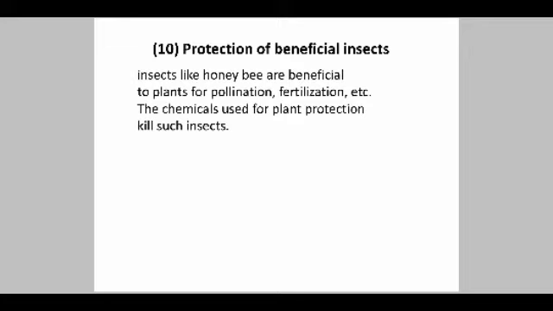Next is protection of beneficial insects. Insects like honeybees are beneficial for plant pollination. Pollination is a natural process that occurs on a flower when the pollen grains are spread to the same flower or the next flower of the same plant. So pollination is carried out here by insects.